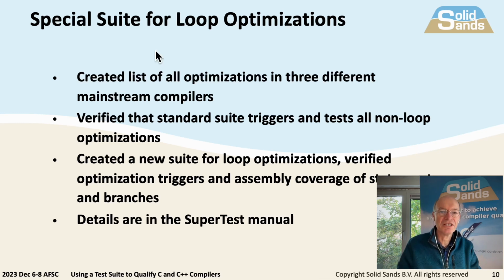Then for all the loop optimizations, we have done the same extensive analysis of all possible optimizations. And in addition, we have done this assembly code coverage analysis as well. So we have created enough unit tests for every loop optimization so that we get maximal coverage of all the instructions and the branches. And in the case where it's not 100% coverage, we have analyzed the cases and looked at the reason why that code is not coverable. So you can find more details about the optimization tests in the SuperTest manual if you're interested in that.